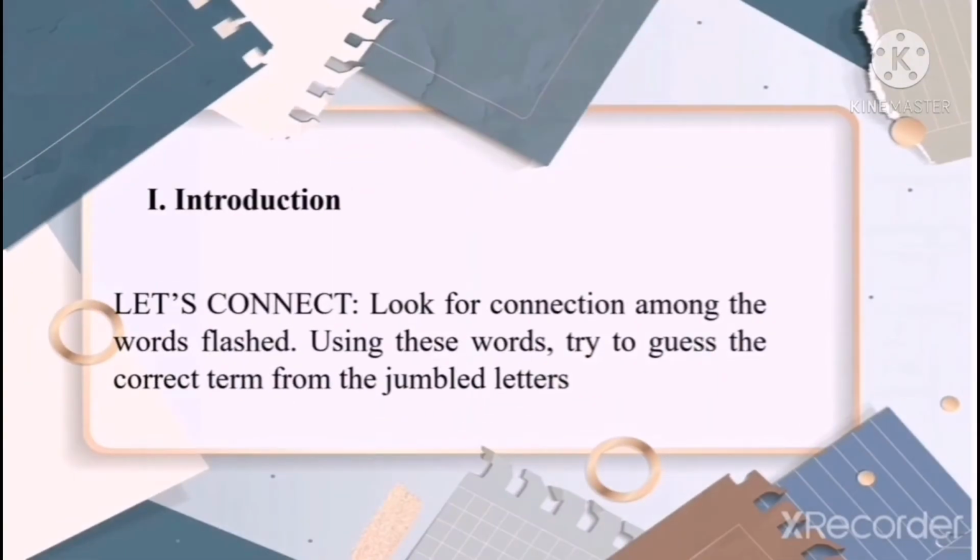Let us begin in doing Let's Connect. Look for connection among words flashed. Using these words, try to guess the correct term from the jumbled letters.